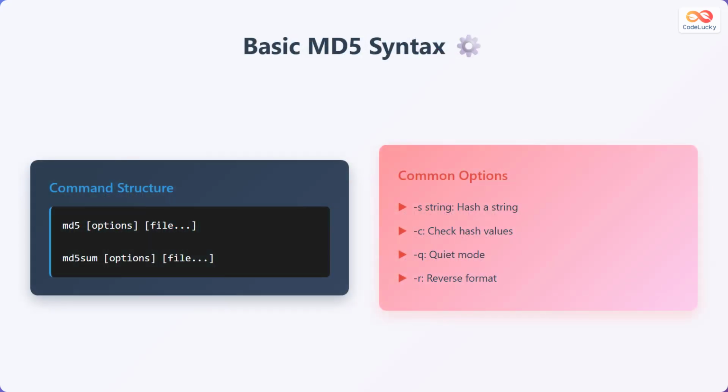The basic syntax for the MD5 command varies slightly depending on your operating system. On most Unix-based systems, you'll use the MD5 command followed by options and the file name. On Linux systems, the command is typically md5sum. Common options include -s for hashing a string directly, -c for checking hash values against a file, -q for quiet mode, which suppresses verbose output, and -r for reverse format output.